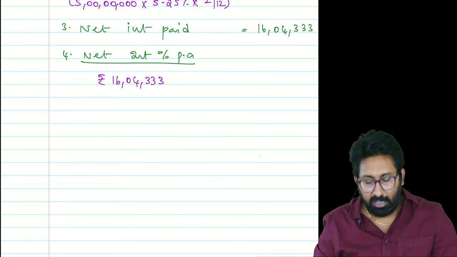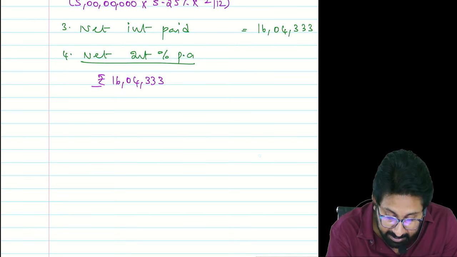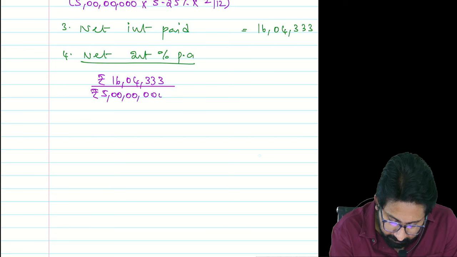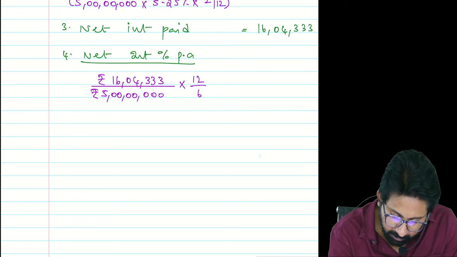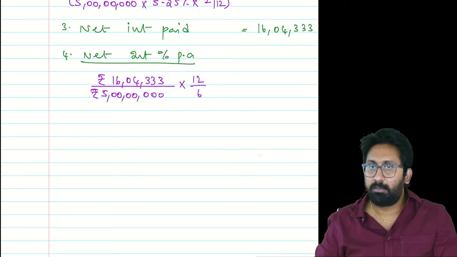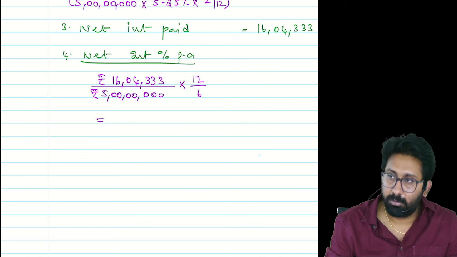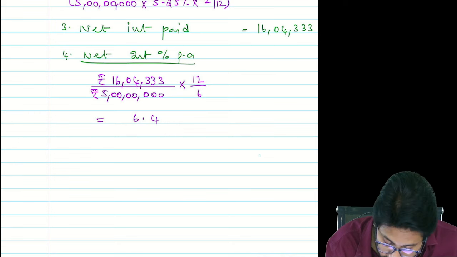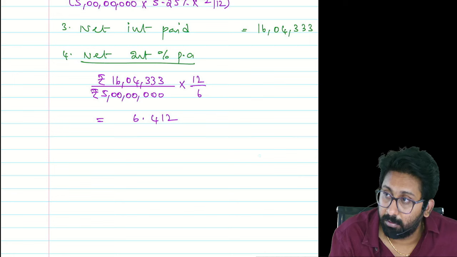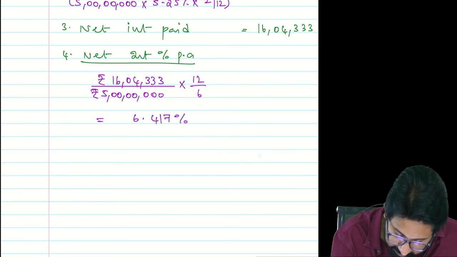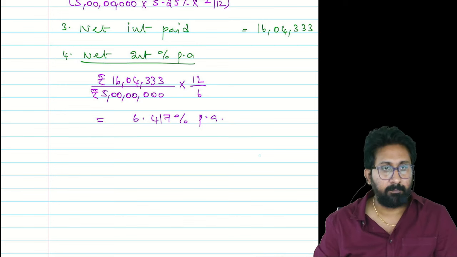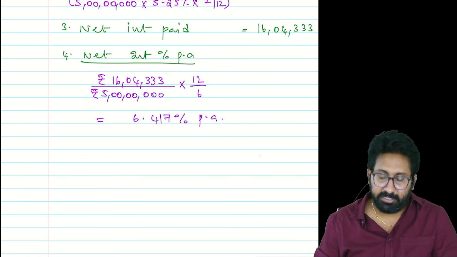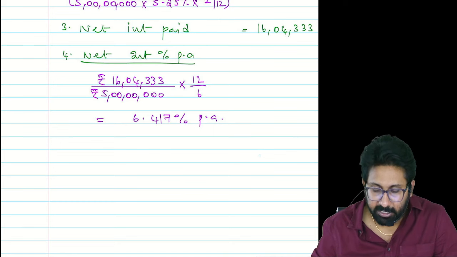Correct? Now you please answer my question. This interest I paid on a principal amount of how much? Divided by 5 crore into 12 by 6. Do you understand what is 12 by 6? It comes to 6.417% per annum. Understood or not, everyone? This is called as 6.417% per annum.